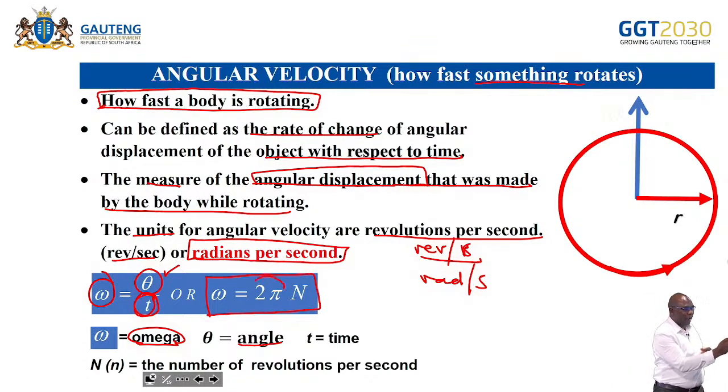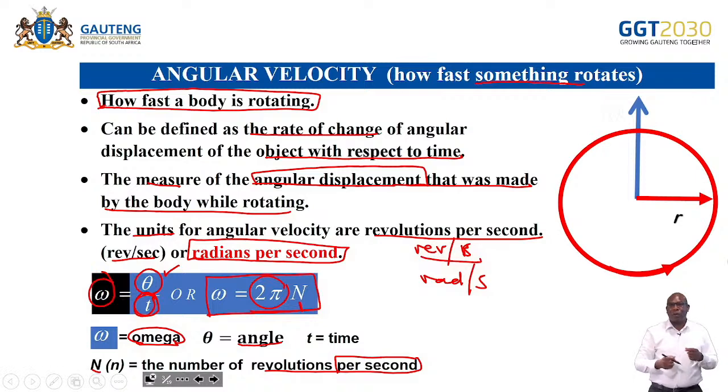The other formula that we're going to be using is omega equals 2 pi multiplied by the number of revolutions, 2 pi n. When do you use this formula? When I'm given the number of revolutions. Most of the time we'll be using that formula in the questions that I've been given. But as I say, read the question, understand the question, then from there be able to use the correct formula. The n there will be the number of revolutions per second. Please note that, because sometimes it can be given to you per minute, then you must change the minutes to seconds.